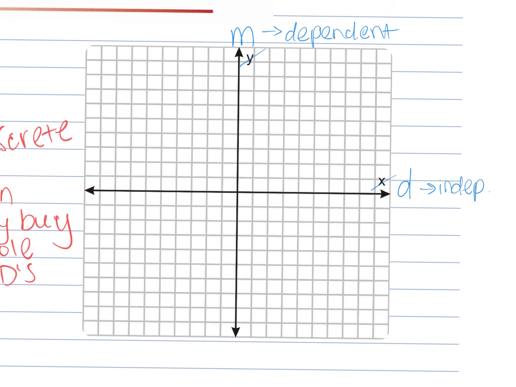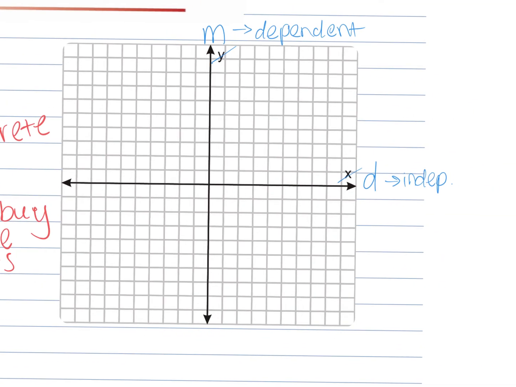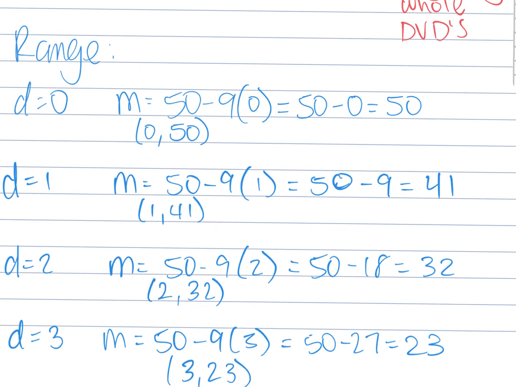Okay? In other words, D was your input. Those are going to go on the horizontal axis. And M was your output. So that'll go on the vertical axis. Now, you can pick whatever units you want, right? But for M, you don't want to pick units of 1 because there's no way that you're going to fit 50 on there. Do you see how the range includes 50?